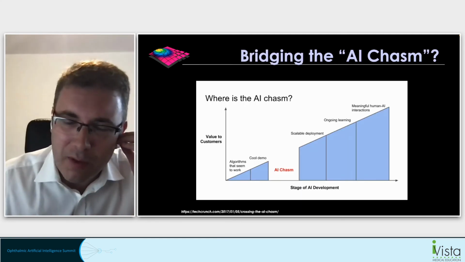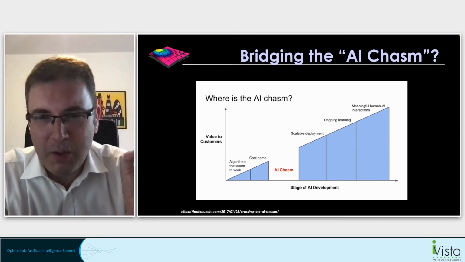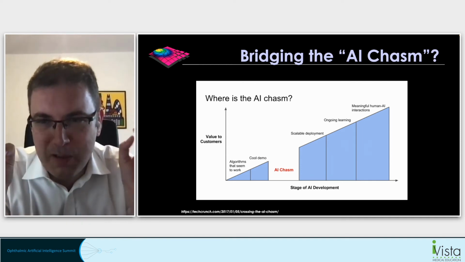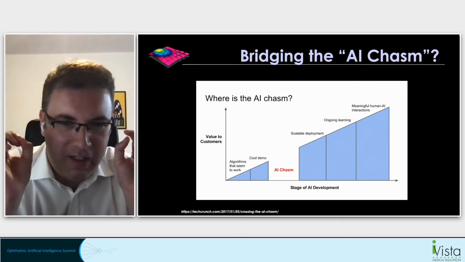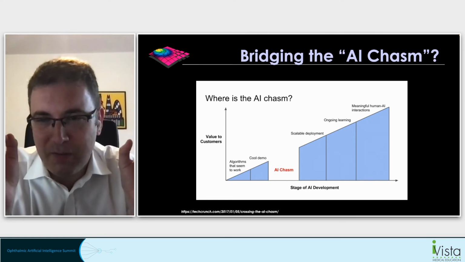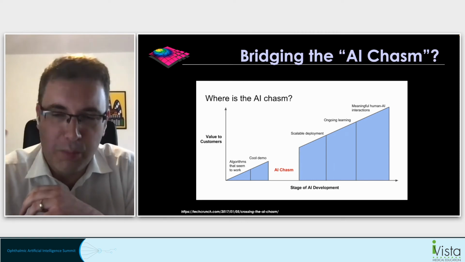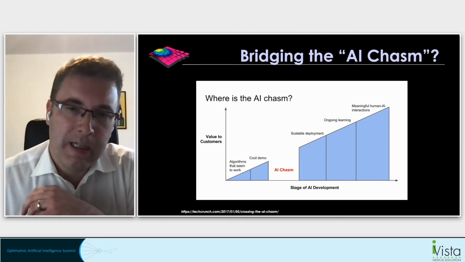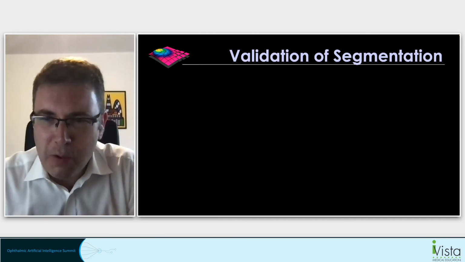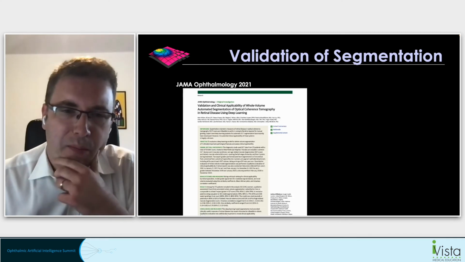But I guess one of the main reasons is that we have to bridge this AI chasm, which is to say that it's one thing to hack together a piece of code that you use to report some results in a research article, and it's a very different thing to have something that can actually be deployed at scale with the appropriate regulatory approvals. So we're working on that. And one component of that is trying to make sure that we have the segmentation validated properly.